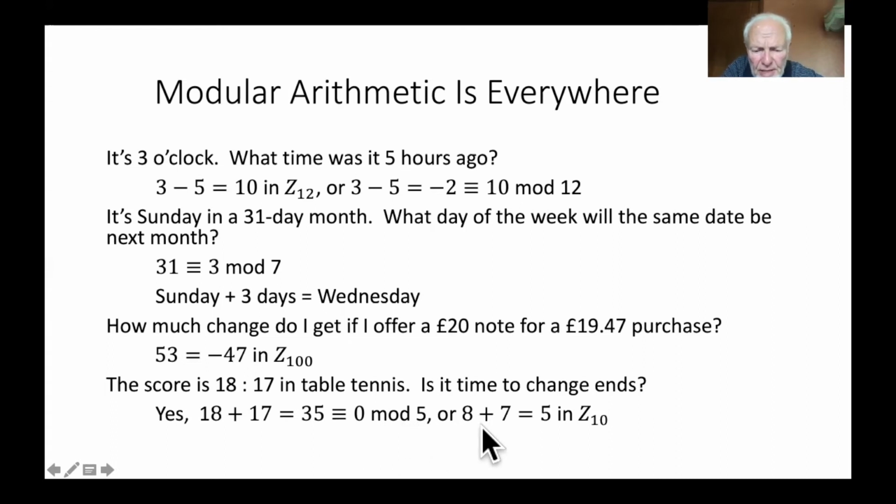Or we can work in Z10, which is actually my favorite way of doing it, and say that 8 plus 7 is 5 in Z10. And once you've remembered that, that deals with not only the 8-7, but also 18-7 and 8-17 and 18-17. Those are all times when you change ends.